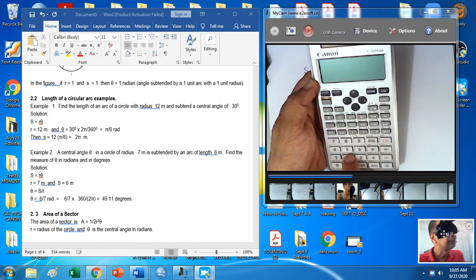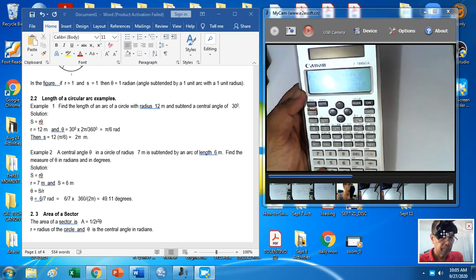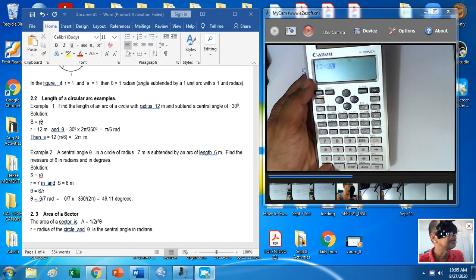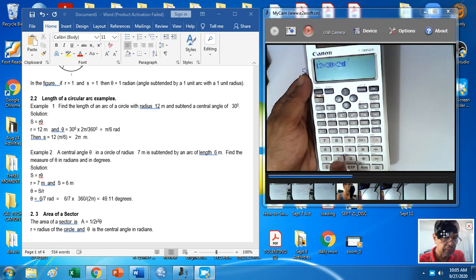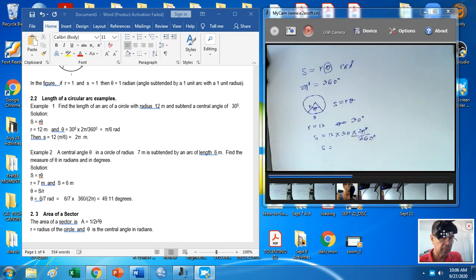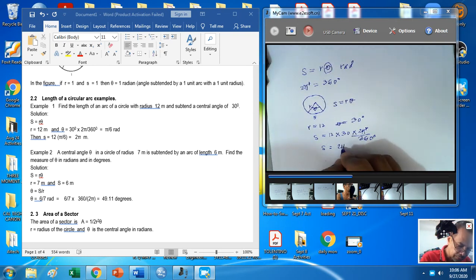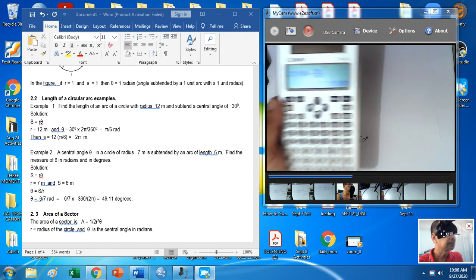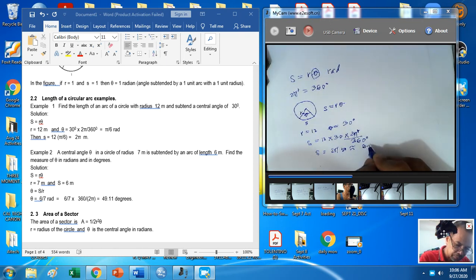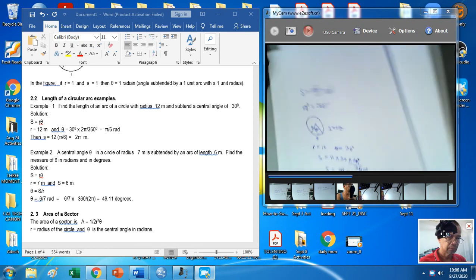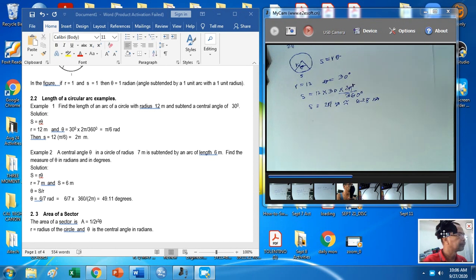So that is 12 times 30 times 2 pi divided by 360. And that gives you 2 pi of a meter. Approximately, so ilan yung 2 pi na yan? That is 6.28 of a meter.